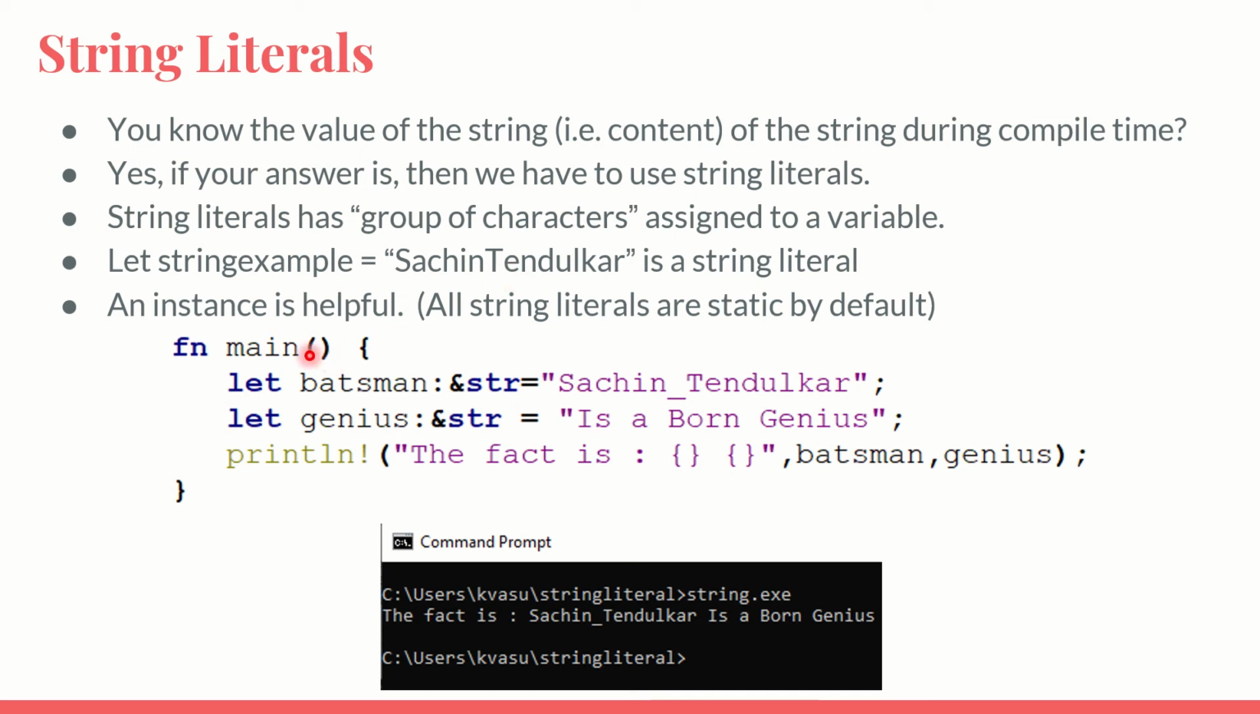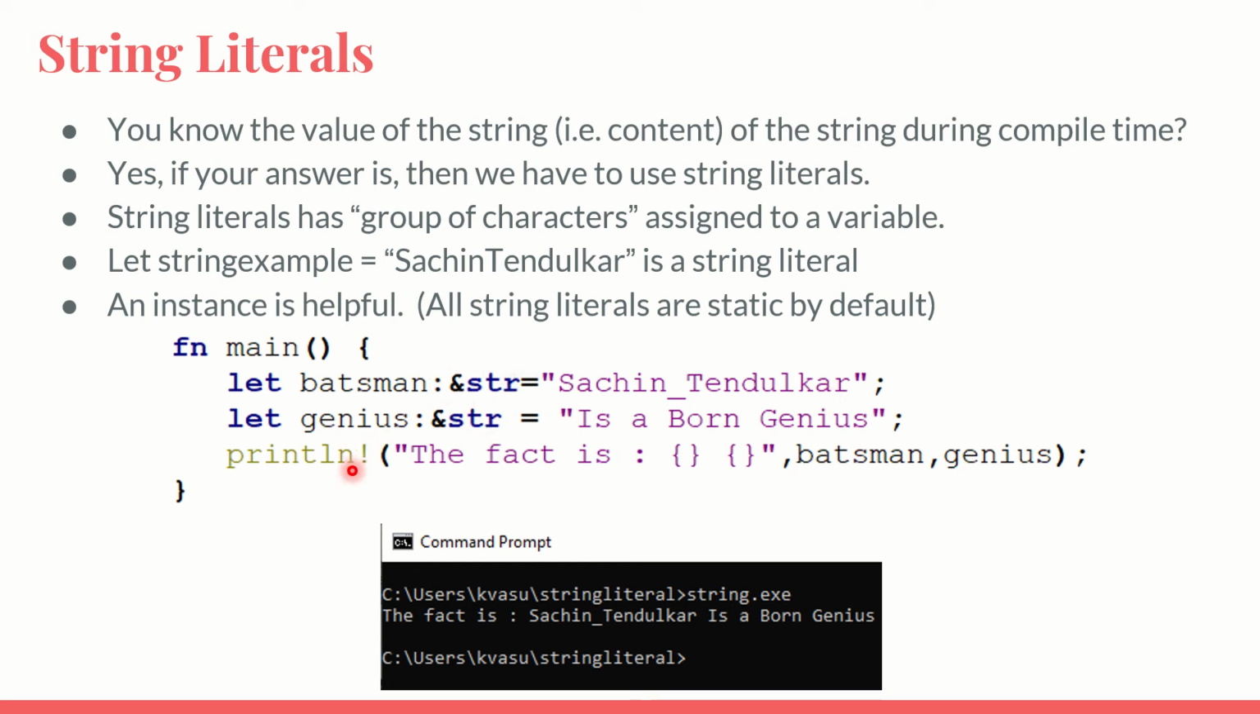Now see that in the function main, I use let, and this is very common and we have been using it for a long time now. Let batsman colon ampersand str equal to Sachin Tendulkar. This colon is important as well. Now let genius colon ampersand str equal to is a born genius. Now what is this? This is the way we need to go with string literal.